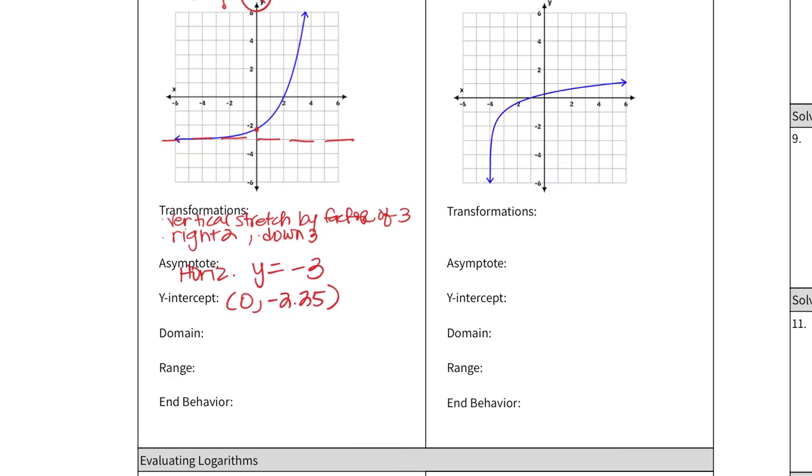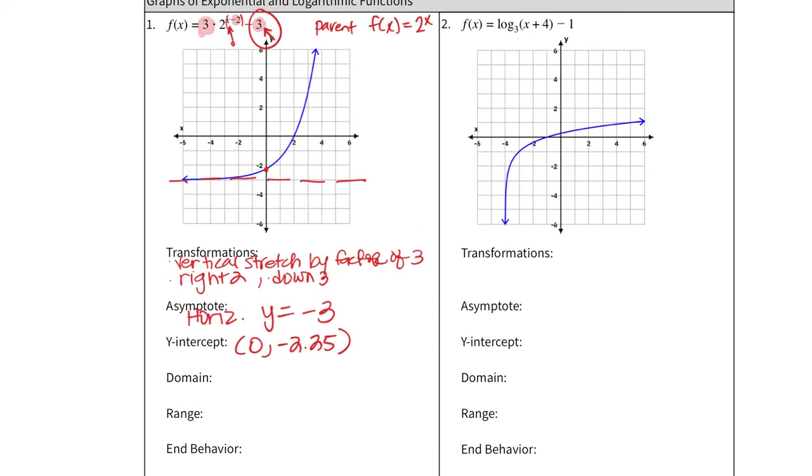Domain and range. The domain of an exponential function, so domain means side to side, it's going to keep going forever to the left and forever to the right. So domain is negative infinity all the way up to positive infinity. Range is where it does have a stopping point. So on the top, it is going to keep going forever. But at the bottom, it doesn't go past that asymptote. It just gets really close to it, never crosses it. So range is going to be from negative 3 all the way up to positive infinity.